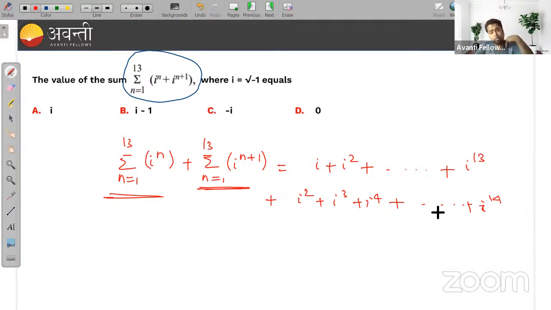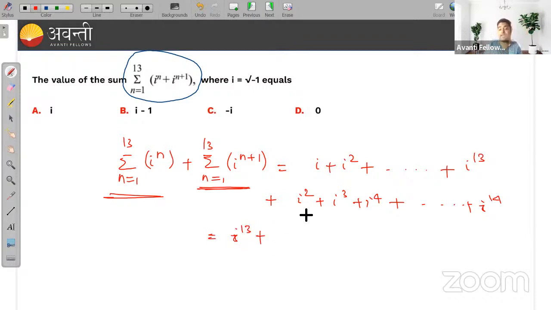So by using that concept only, we can solve these questions. See here in the first series, i to the power 13. So i plus i square plus i cube plus i to the power 4 gives you 0. Again, i to the 5, i to the power 6, i to the power 7, i to the power 8 gives you 0 again. Then i to the power 9 plus i to the power 10 plus i to the power 11 plus i to the power 12 gives you 0. So one term we are having only in the first series, that is i to the power 13.